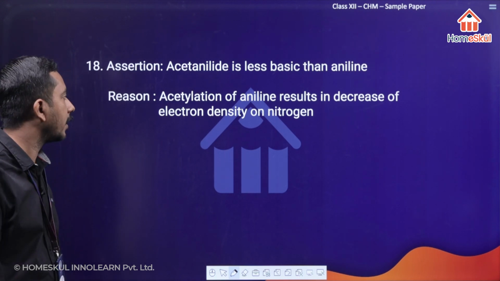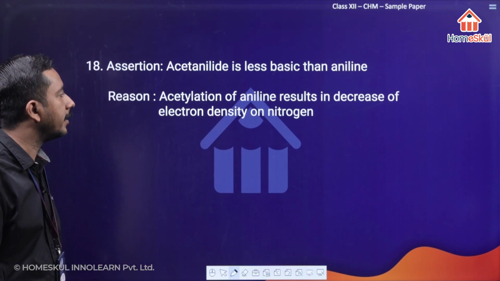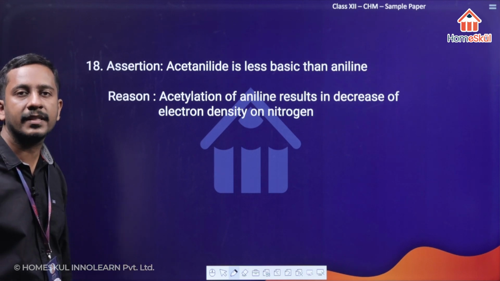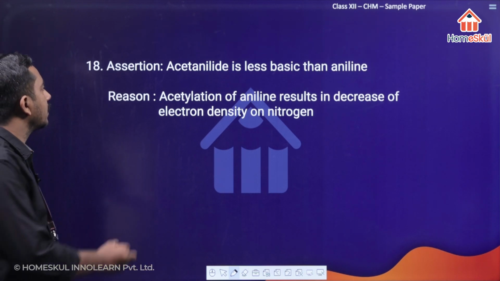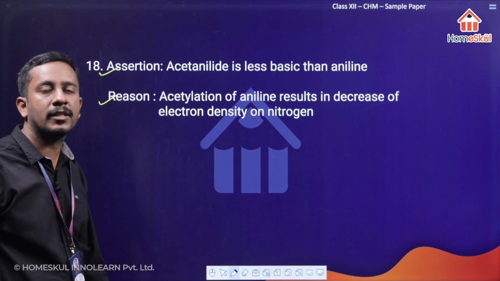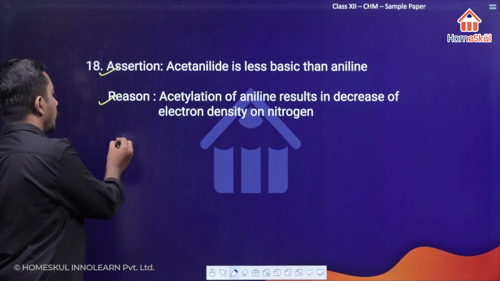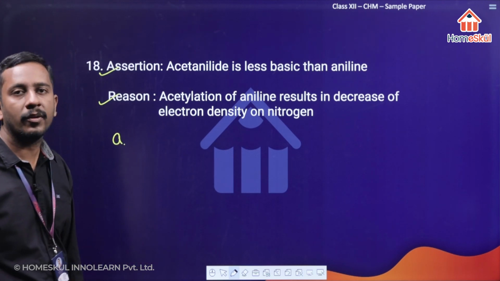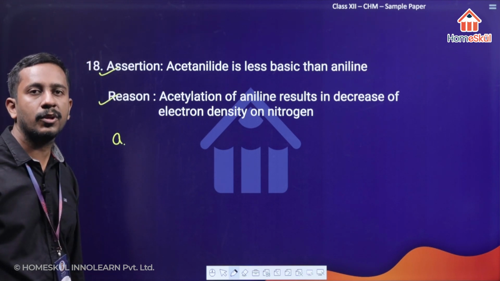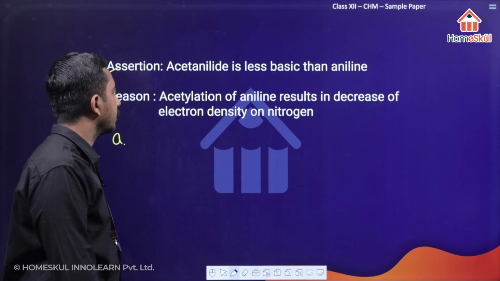And what is the reason for that? That is because the acetylation reaction of aniline will result in a decrease of the electron density on the nitrogen atom that is present as a substituent in the benzene ring. So both the assertion and the reason statements are true and the reason statement is the correct explanation for the assertion. So that means our correct option is going to be option A. That is going to be our correct answer. So we have answered all the 18 questions in the MCQ section and now we can move on to section B.